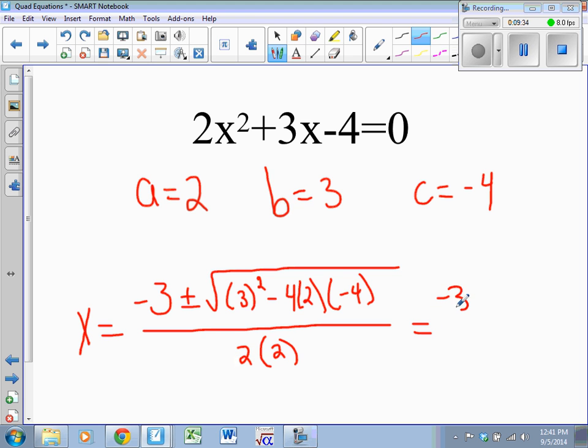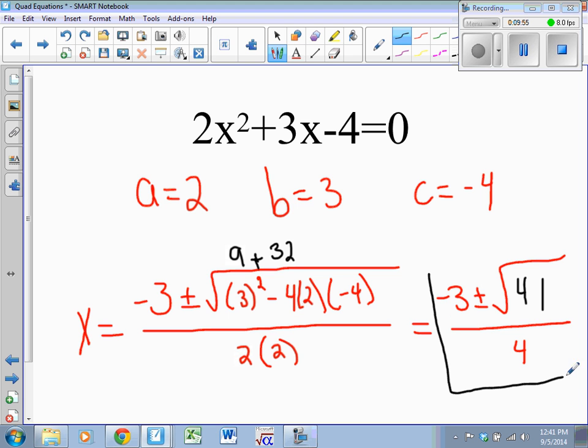So now minus 3 plus or minus, and let's see what we have here. This is 9. This would be 4, and 2 is 8, and 4 is 32, but it'd be plus 32 because there's a negative and a negative. So this would be the square root of 41. And we're just going to leave it like that. If you can simplify the radical, do it. But square root of 41 we cannot. And so there is our answer.